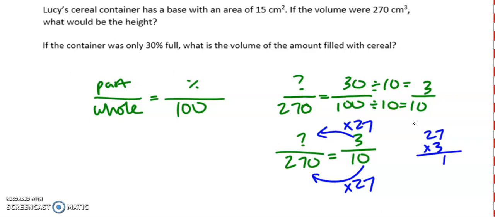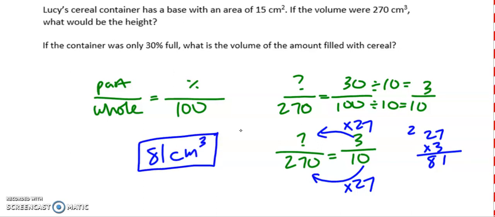There are other ways to solve this. I could just multiply by the decimal version. That is one way to think about it, but this is another way with proportions. So what is the volume of the amount filled with cereal? If I multiply by 27, I would get that 81 centimeters cubed would be 30% full. So what's the volume of the amount filled with cereal? It would be 81 centimeters cubed. That is 30% of the 270 centimeters cubed volume.